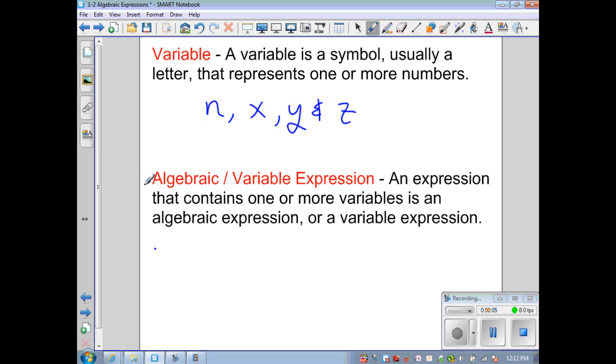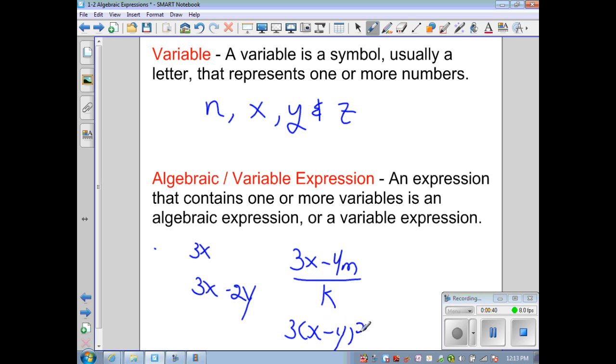Algebraic and variable expressions. An expression that contains one or more variables is an algebraic or a variable expression. An example: 3x is an algebraic expression. It contains a variable and a constant, which in this case is a coefficient. 3x minus 2y. Typically, there is more than one variable, and expressions also contain operations. 3x minus 4m over k. And also 3 times the quantity x minus y, quantity squared.